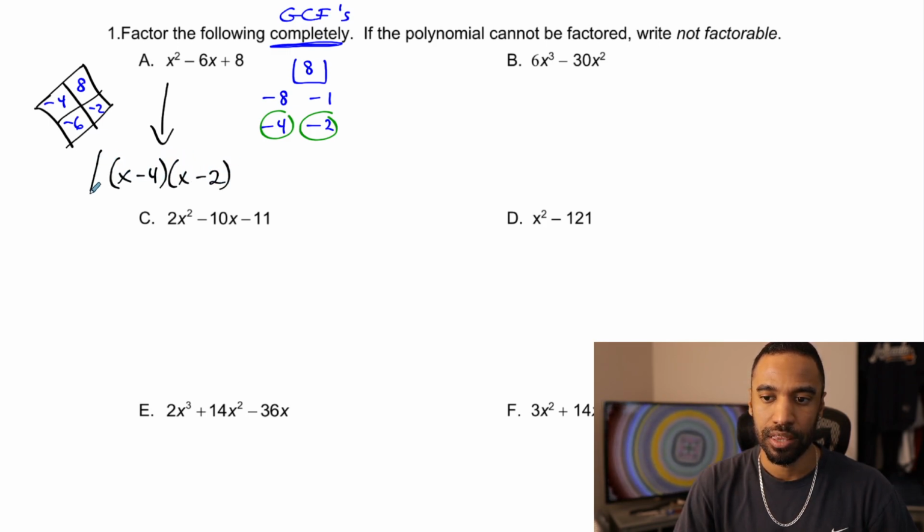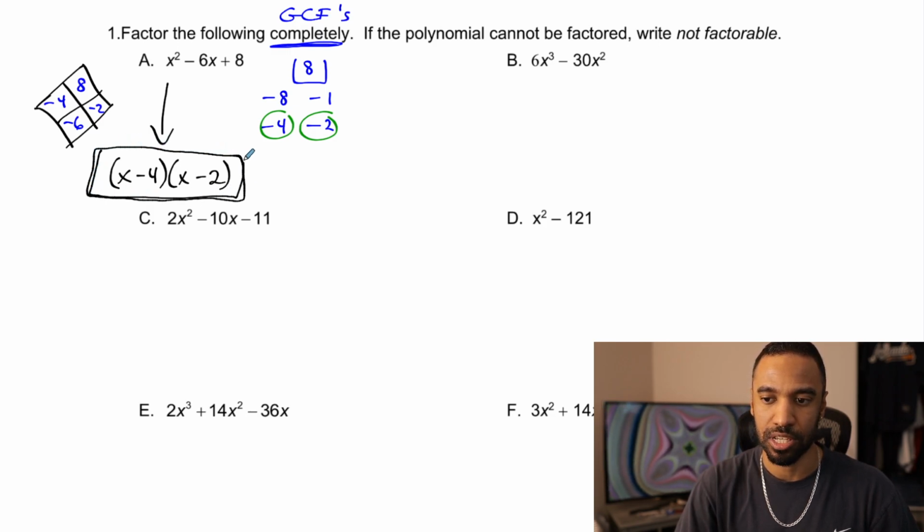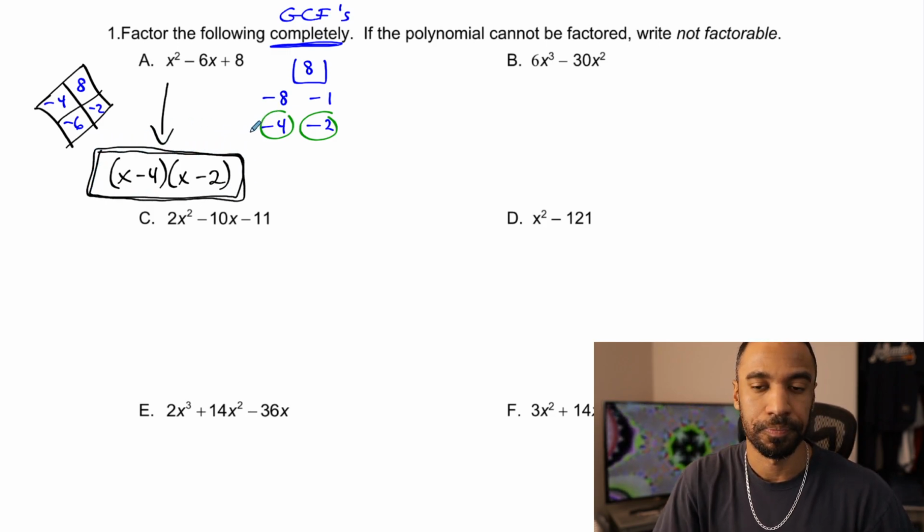And actually, y'all, that's it. That's my final answer, x minus 4 times x minus 2. In a 1x squared, it's that easy.